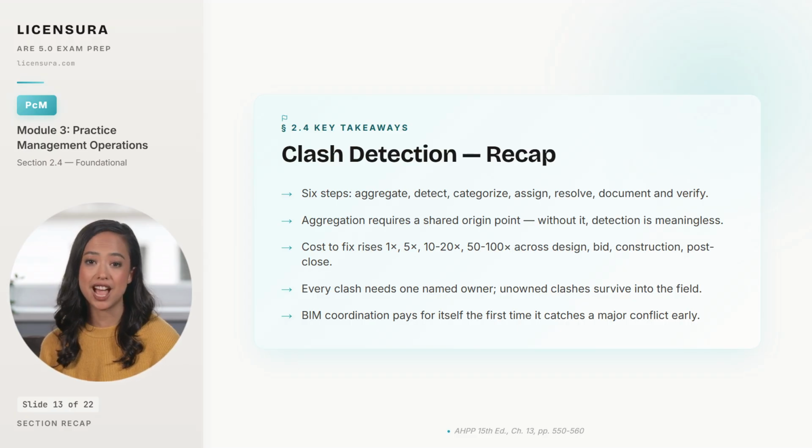Fourth, every clash needs one named owner. Unowned clashes survive into the field where they cost the maximum multiplier. And fifth, BIM coordination pays for itself the first time it catches a major conflict early, which on most projects happens before the end of design development.